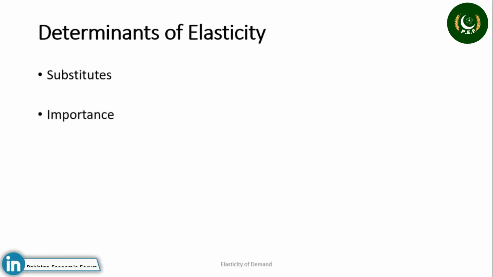Second is importance. If a commodity is very important to a consumer, he or she may not care much about an increase in its price. Hence, when it is very important, the elasticity of the commodity is small. This is why the elasticity of demand for necessities is very, very small.